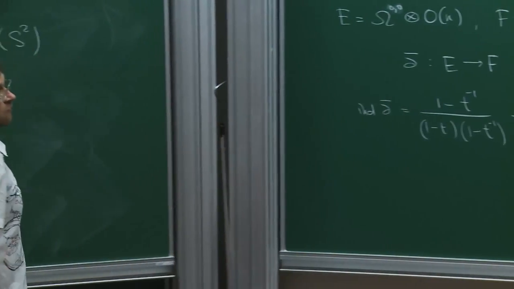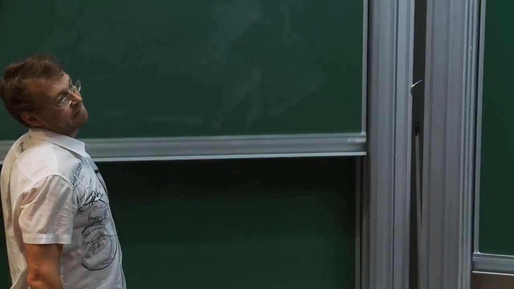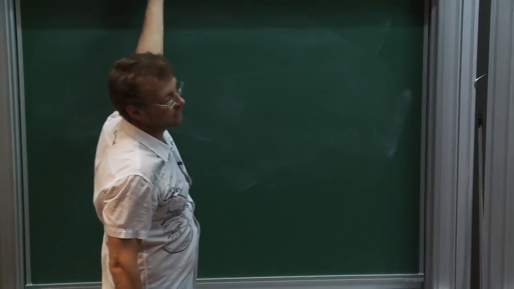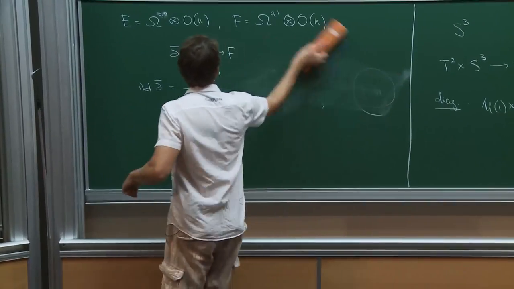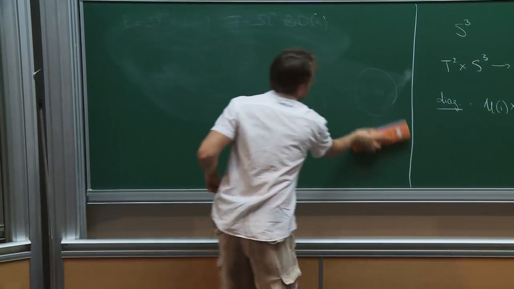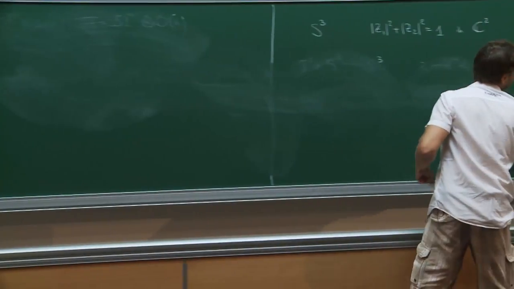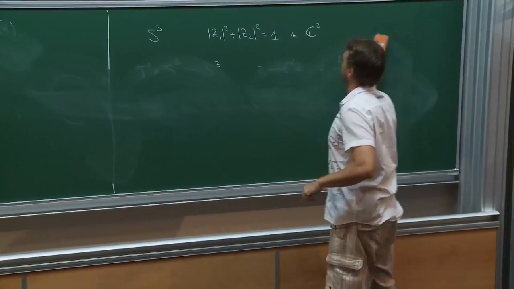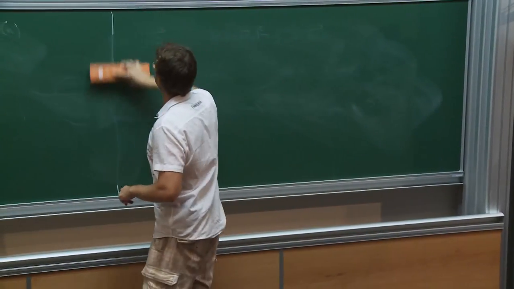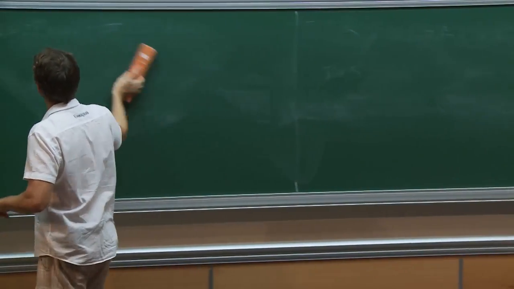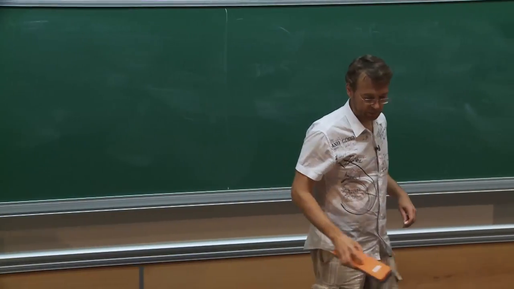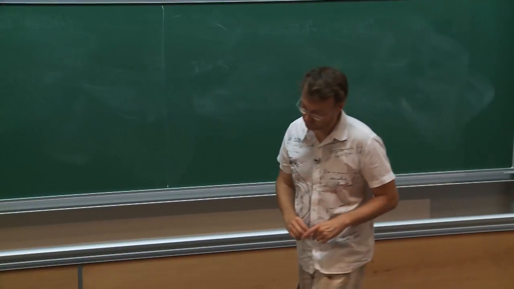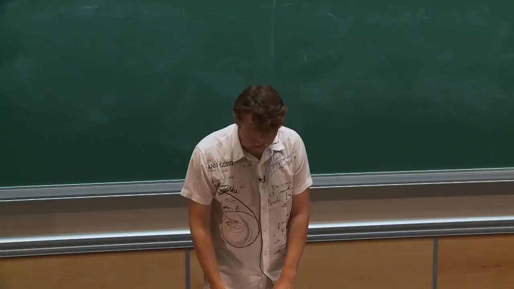Are there any questions? So now I will switch to physics. Remember this n minus 1, and remember this fact, so that we actually can do Fourier modes on S3 with respect to the U(1) action. Any questions?